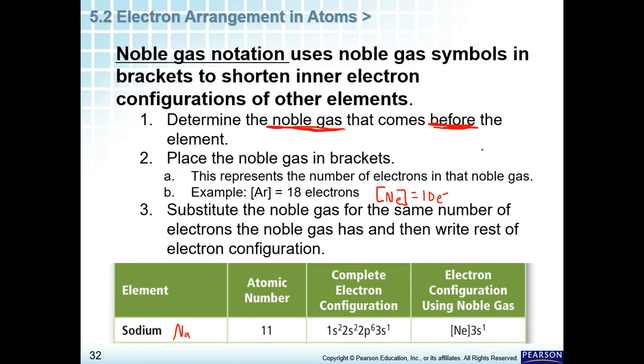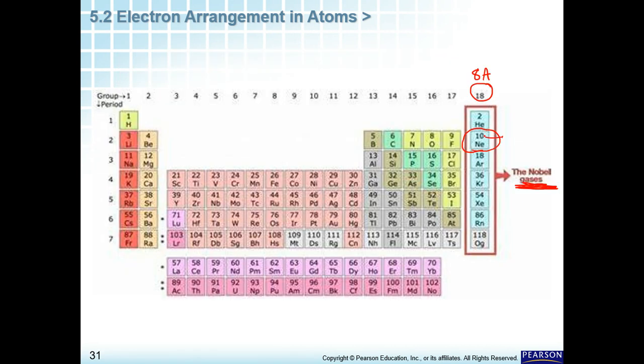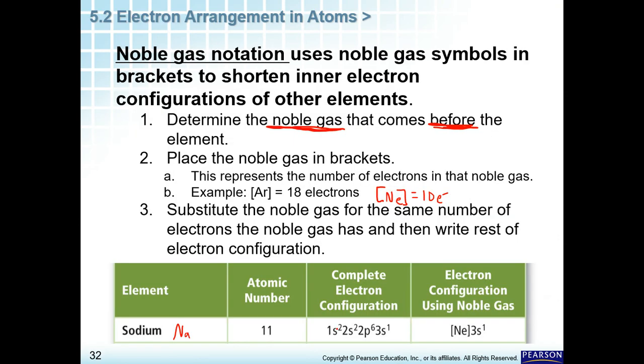So what you would do is put neon in brackets. Now neon represents 10. So when I'm looking at this, these first 10 electrons are being represented by Ne. So 2, 4, and 4 plus 6 gives me 10. This first part is neon. That means I only have to write what's left. So here you're going to notice that 3s1 is written after it.